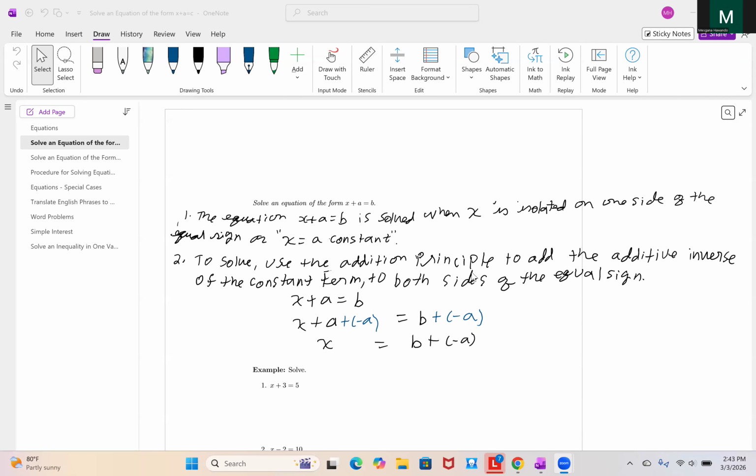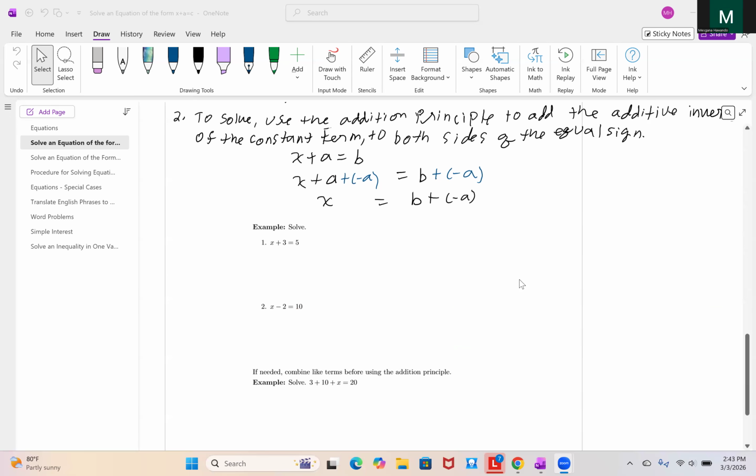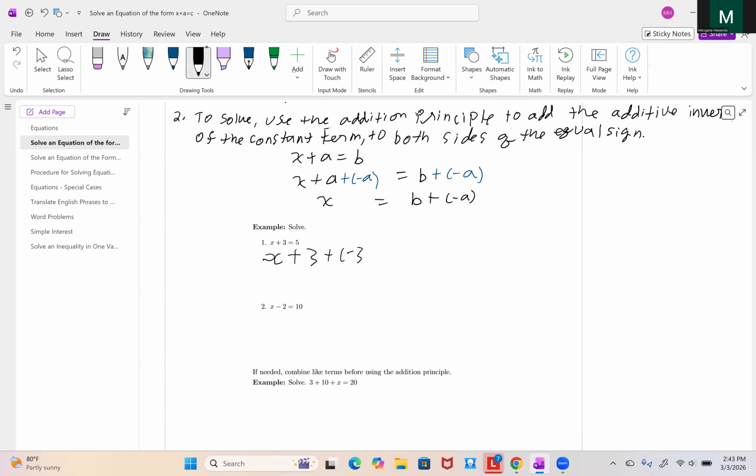Example, solve x plus 3 is equal to 5. For this, we add the additive inverse of 3 to both sides of the equal sign. So 3 plus negative 3 is 0. 0 plus x is equal to 5 plus negative 3, which is 2. So that is the answer.